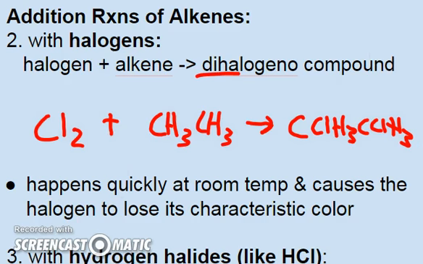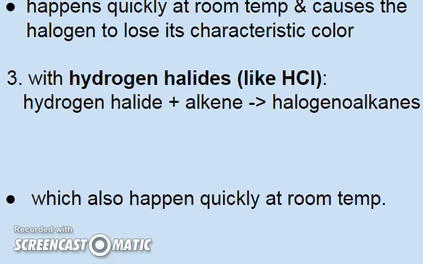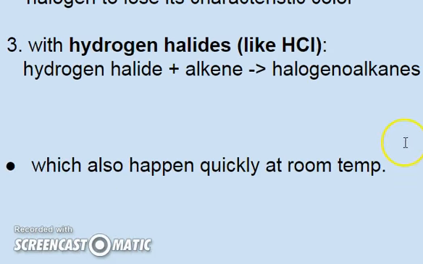As it says here, it happens quickly at room temperature. So unlike alkanes, which need to have UV light, need to have energy put in for the halogen to react with the alkane, alkenes react easily at room temperature. And when it happens, halogens have a characteristic color when they're in their pure form. Chlorine tends to have a greenish color to it. So when it reacts and forms this dihalogenal compound, it's going to lose its characteristic color. And we'll see later that's one way to identify an alkane from an alkene, is what happens when you put it in the presence of a halogen.